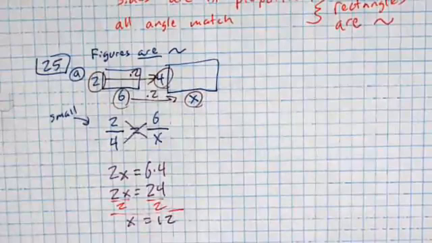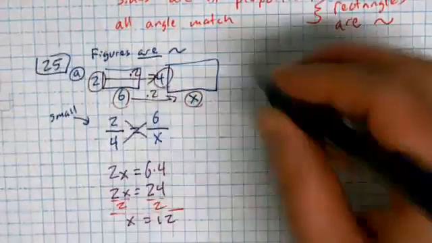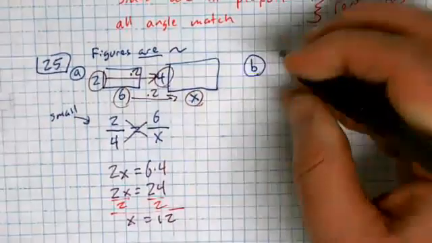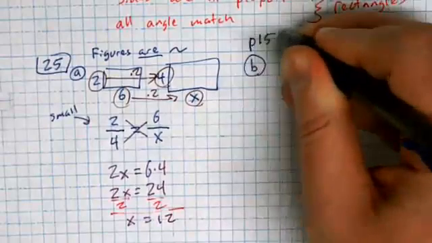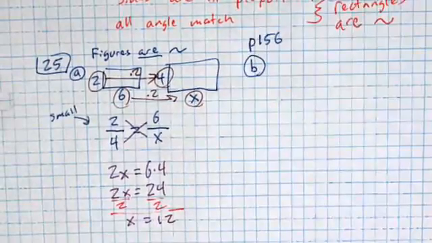All right, let's look at part B. For this one, I do want you to have a look at what this picture looks like in your textbook. This is on page 156. Could you please open up your book and have a look at that? I'll put it up on the screen too, but I want you to be able to see it in front of you.